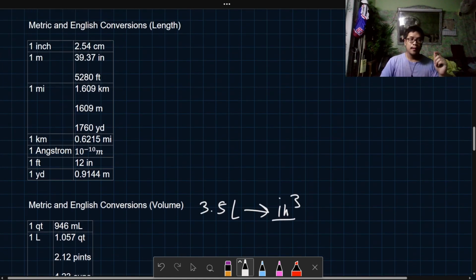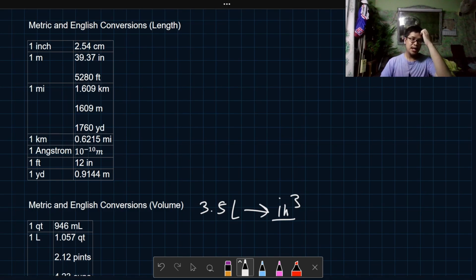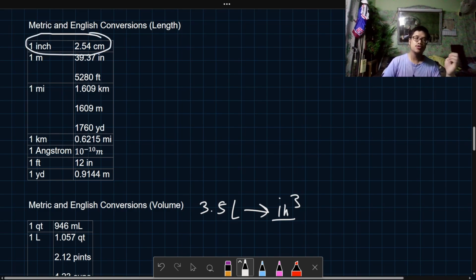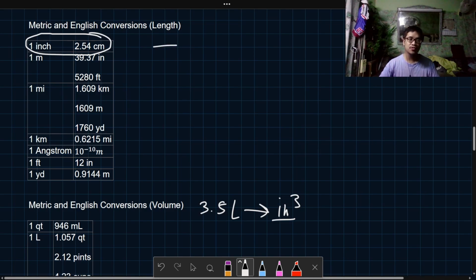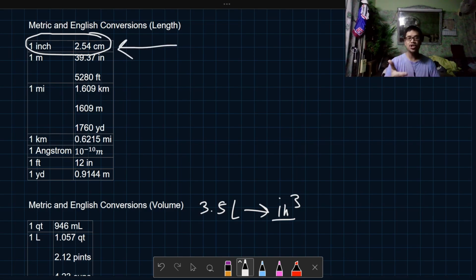So let's recall. Remember that when it comes to inches, 1 inch is equivalent to 2.54 centimeters. So can we convert inches to centimeters with the use of this equivalent? Because again, 1 inch is equivalent to 2.54 centimeters. Can we do that? Yes, we can.